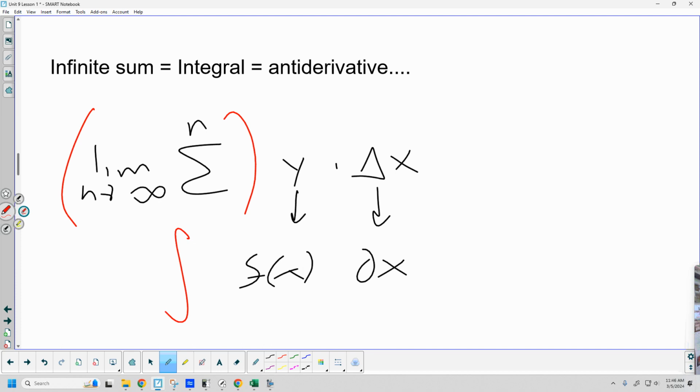accumulating. Turns out, guys, an accumulation is an infinite sum. It is an antiderivative. It is all of that and more.